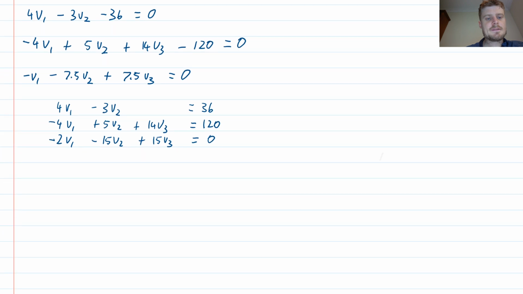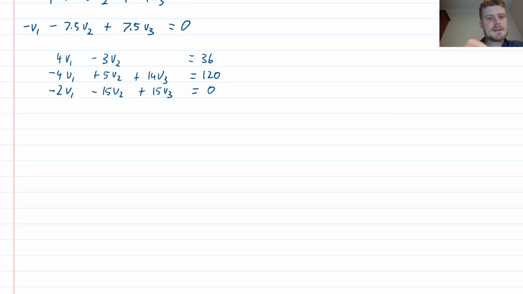Now that I have this system of equations written in this form, what I can do is turn this into a matrix. In order to write the matrix system for this, I just read off the coefficients. In the column for v1, I have a 4, a minus 4, and a minus 2. You see these are all the coefficients associated with the v1 variables in my system of equations.